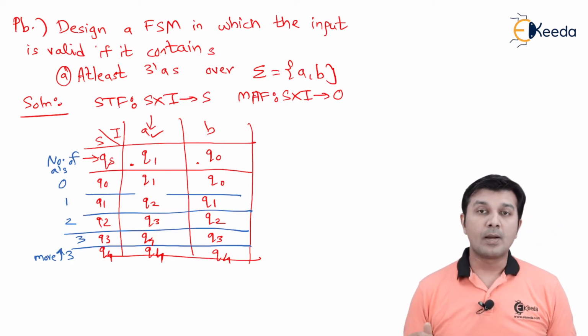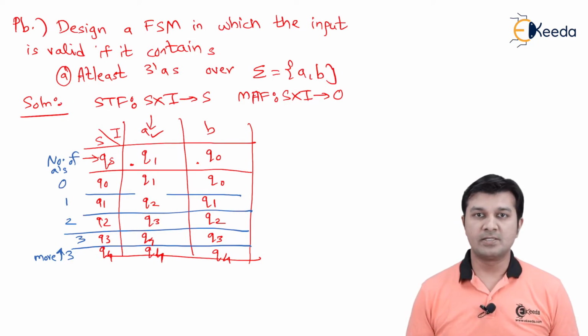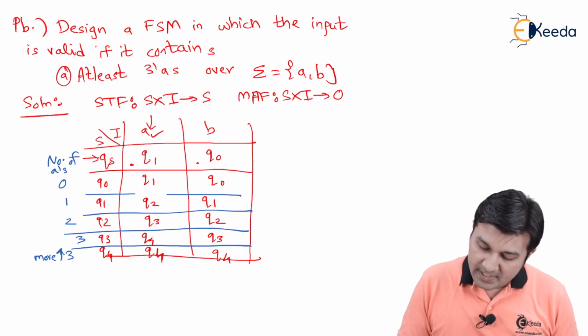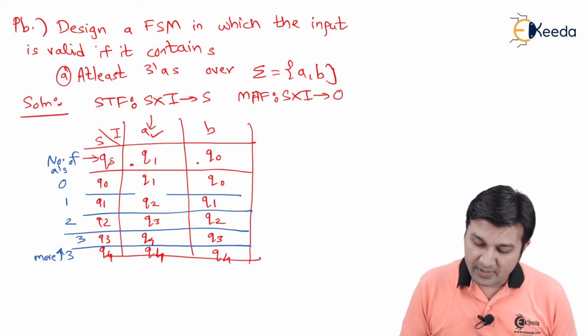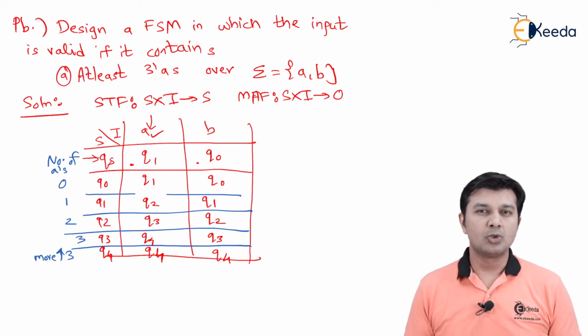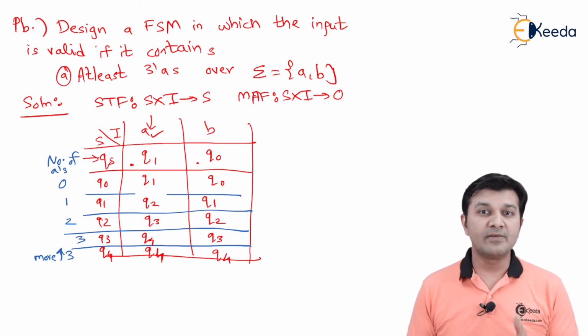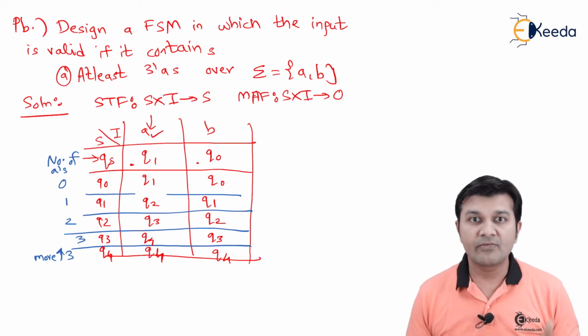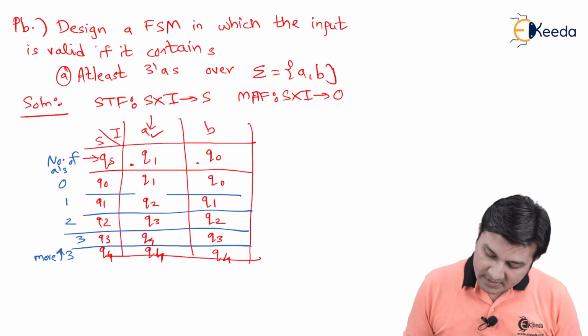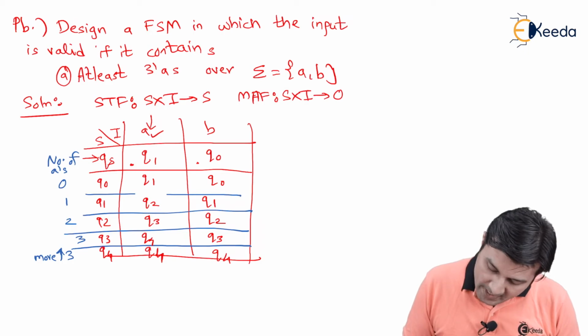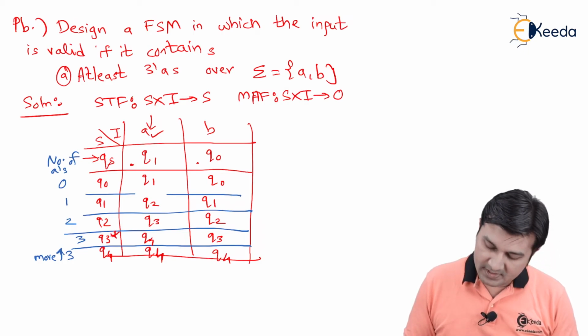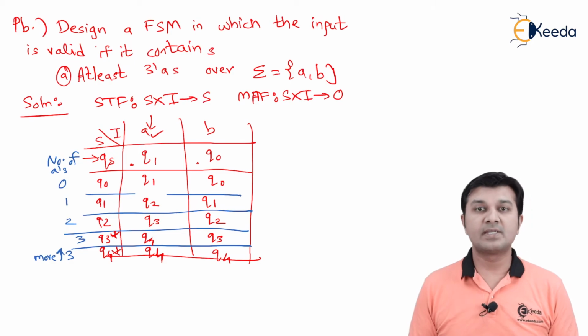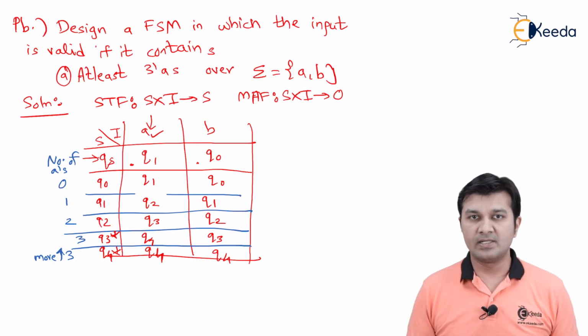Now, coming on to what to mark as the final state. If we observe the question carefully, the question says, design a FSM in which the input is valid if it contains at least 3 A's. So can I say all the states in which the number of A's are 3 or greater than 3 can be considered as the final states? Exactly. So therefore we say over here, since number of A's has to be at least 3, Q3 is that state and Q4 is that state which can be marked as the final state.